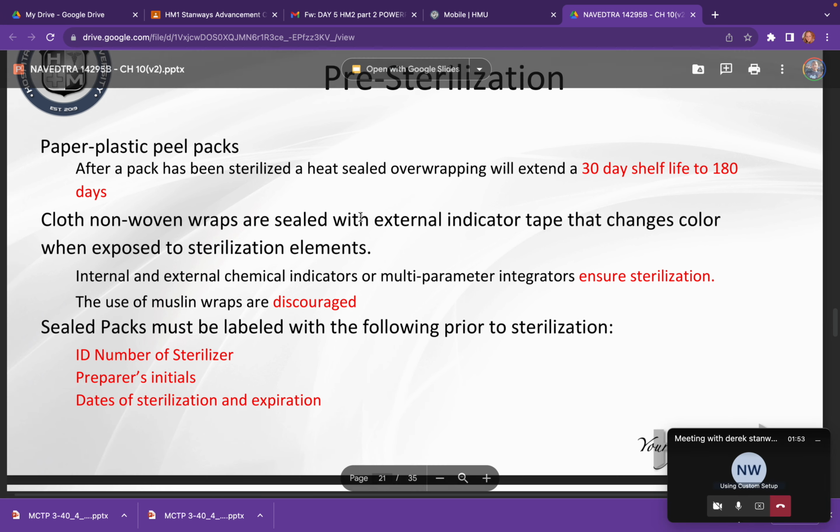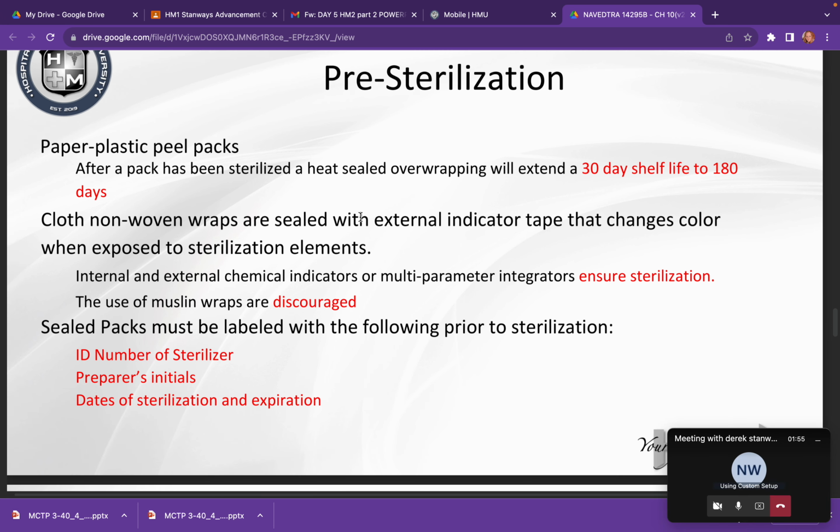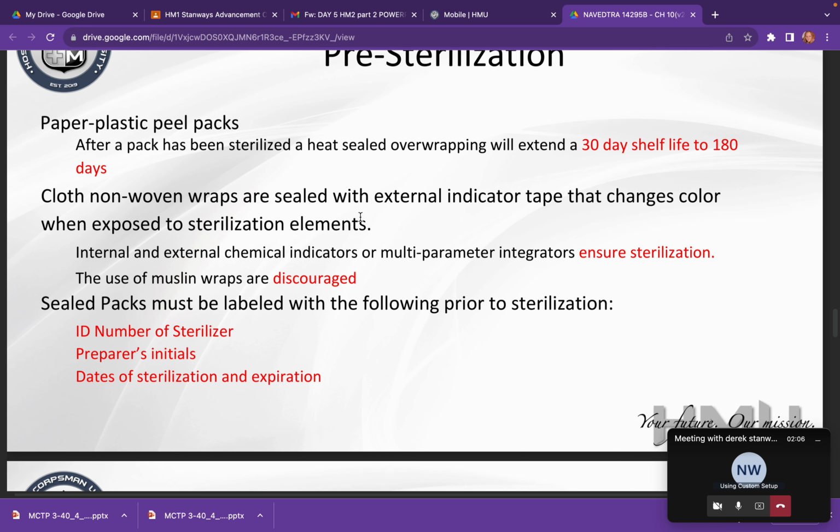Cloth non-woven wraps are sealed with external indicator tape that changes color when exposed to sterilization elements. Internal and external chemical indicators or multi-parameter indicators ensure sterilization. The use of muslin wraps is discouraged. Sealed peel packs must be labeled with the following prior to sterilization: ID number of sterilizer, preparer's initials, dates of sterilization, and expiration. Does anybody have any idea why those things are mandatory on the labeling?